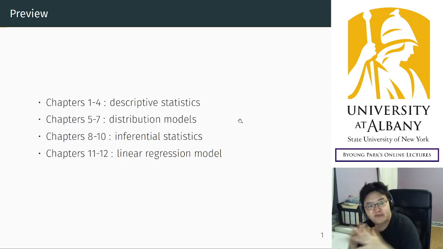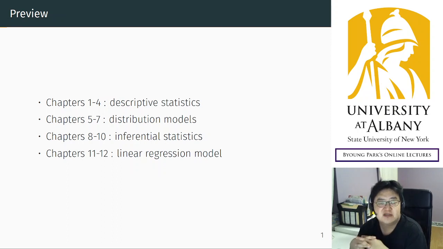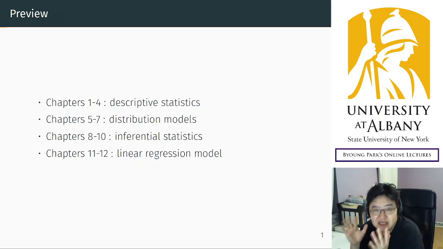Let me overview all the chapters in this course. There are 12 chapters, and the first four chapters are about descriptive statistics: how to describe randomness, how to describe data, and how to characterize and summarize data. So that's chapters 1 through 4, and probability is the most basic and simplest possible description of randomness. And then we will make them more complicated.